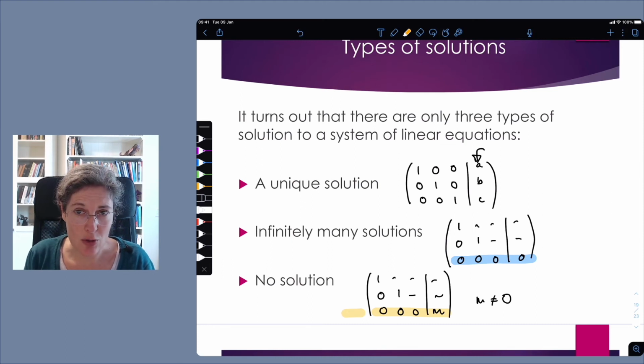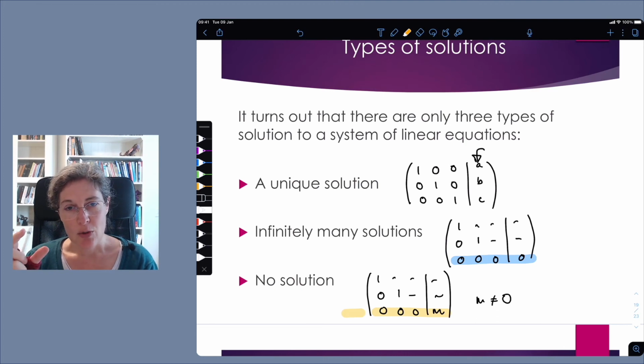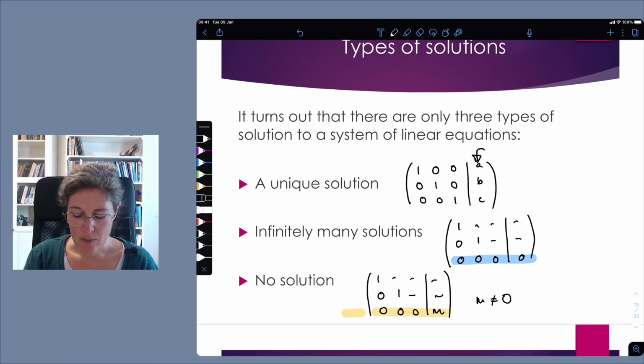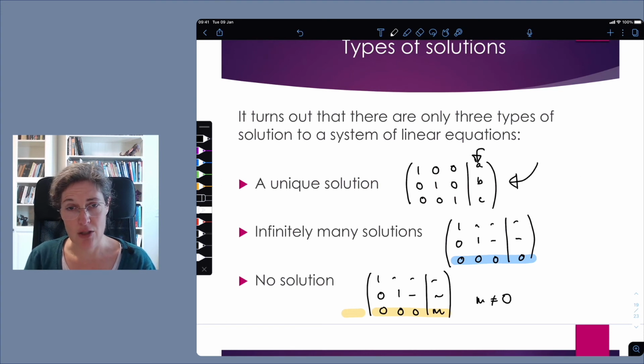So there's no solution. Okay, so in being able to identify, once you've done your Gauss reduction, which type of solution you have is important. Beyond that, reading off your solution, in this case, you need to be able to do. Not so important for the infinitely many, although I'll show you how to do it. And obviously, if there's no solution, you can't read off the solution.